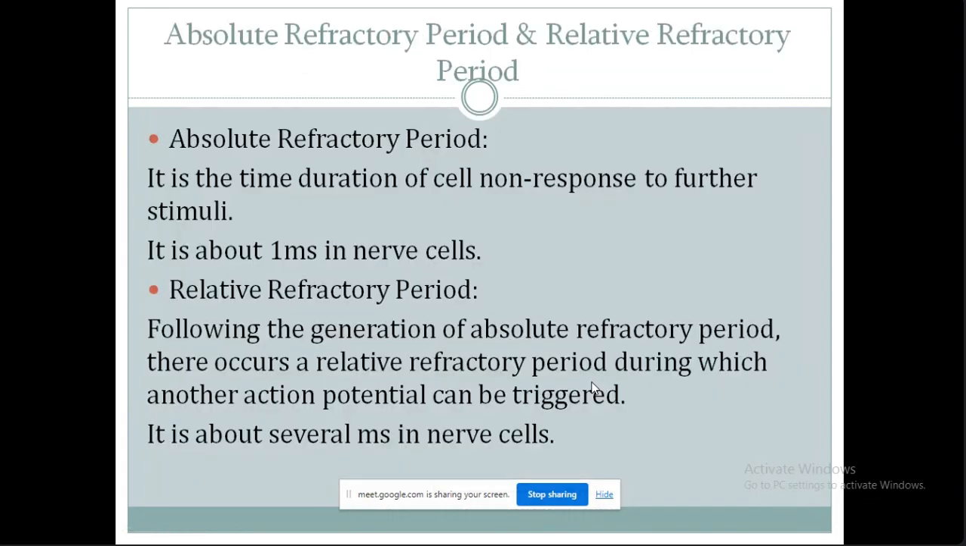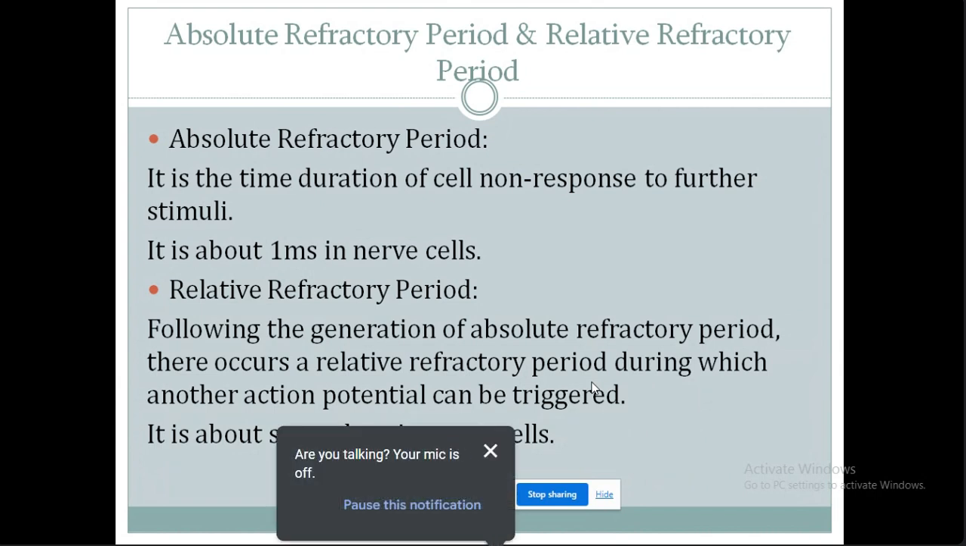Next, what is the absolute refractory period? And what is the relative refractory period? The time duration during which the cell does not respond to any further stimuli is called the absolute refractory period. It is about 1 millisecond in our nerve cells. That particular time duration of non-response to any stimuli is called the absolute refractory period.